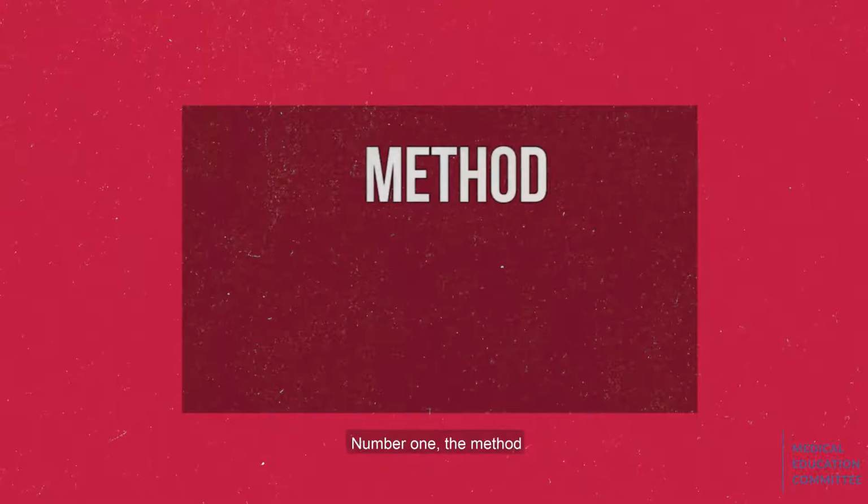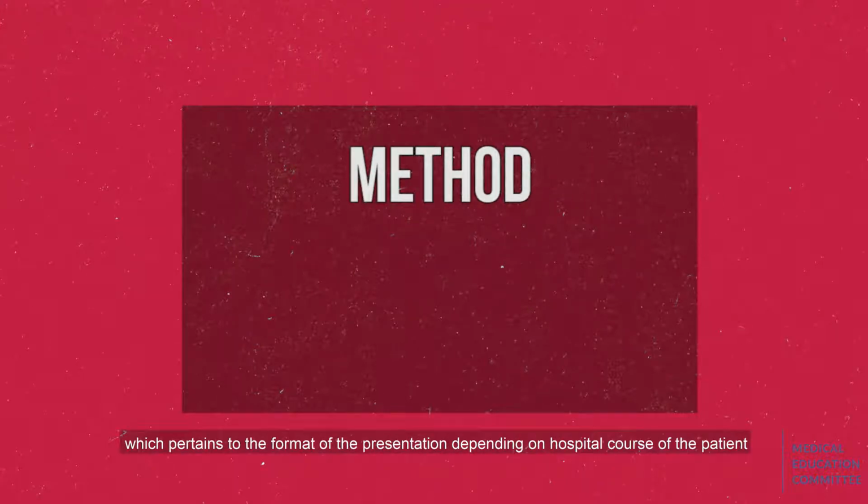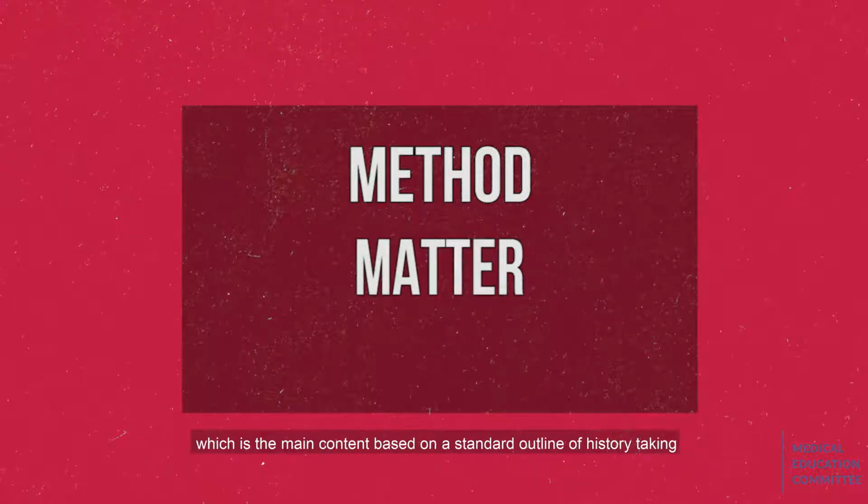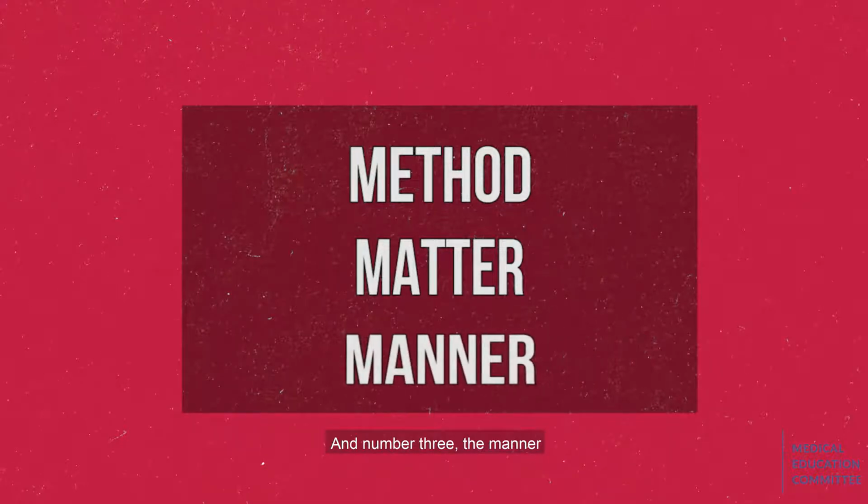In giving the report, 3 things should be kept in mind. Number 1, the method, which pertains to the format of the presentation depending on the hospital course of the patient. Number 2, the matter, which is the main content based on a standard outline of history taking. And number 3, the manner on how to deliver the case in a concise but comprehensive way.